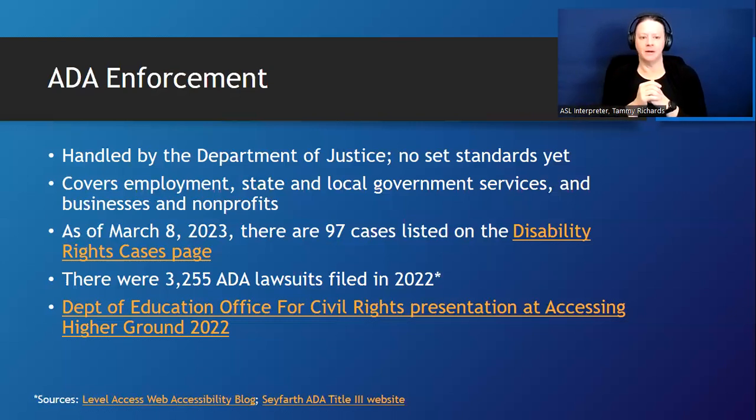Back in November, I attended a presentation by the Department of Education Office for Civil Rights at Accessing Higher Ground 2022. The two presenters were attorneys, one from the Department of Education, the other from the Department of Justice, and they talked about how, when they are testing, they're not testing against set standards, they're testing against usability. And so they're trying to either recreate the problem that caused the complaint, or they're finding new issues based on other kinds of testing. So it's very broadly applied.